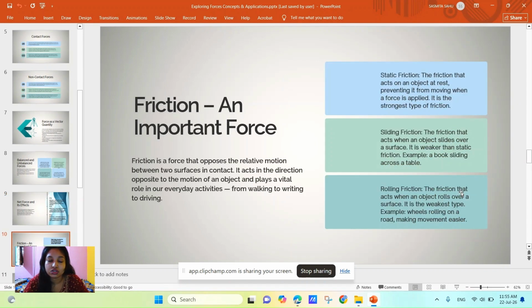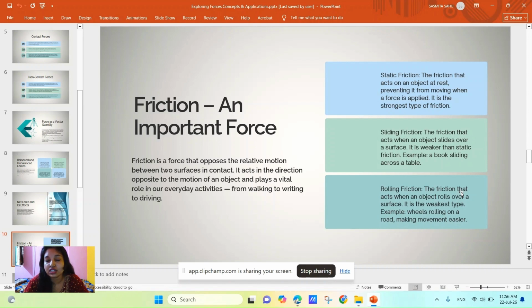Friction, an important force. Friction is a force that opposes the relative motion between two surfaces in contact. It acts in the direction opposite to the motion of an object and plays a vital role in our everyday activities, from walking to writing to driving. What is static friction? The friction that acts on an object at rest, preventing it from moving when a force is applied. It is the strongest type of friction.